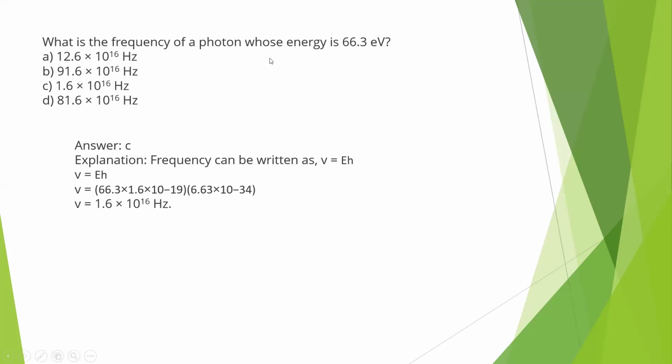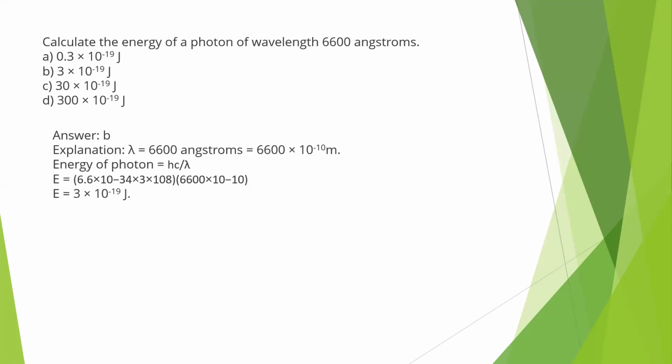What is the frequency of a photon whose energy is 66.3 electron volt? That is also a direct equation. E equal to h nu. You can solve it.